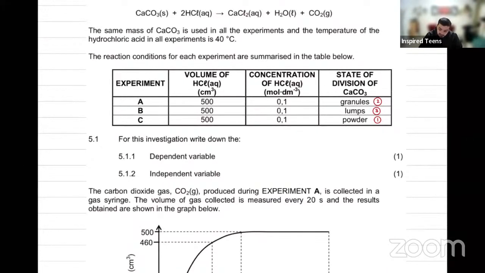5.1. For this investigation, write down the dependent variable. So, dependent variable versus independent variable. Remember, the independent variable is the one that is changing, or the one that we are changing, the one that is being changed in the experiment. And dependent is the one that is being affected by that change. So as we can see from this table, the one that's being changed in the experiment is actually the state of division. So the independent is the state of division or surface area.